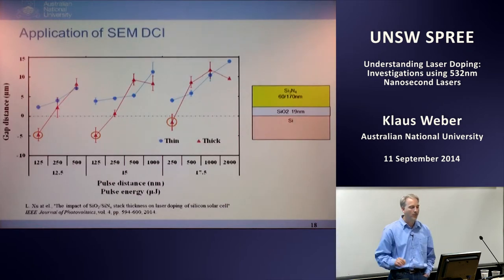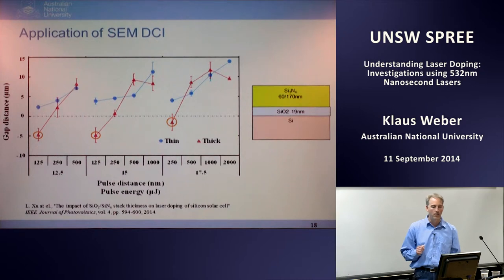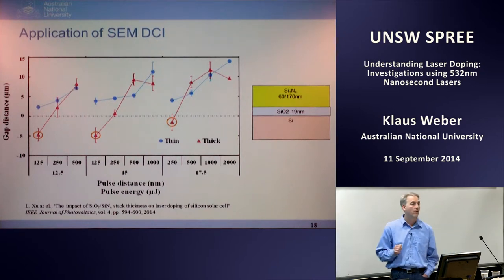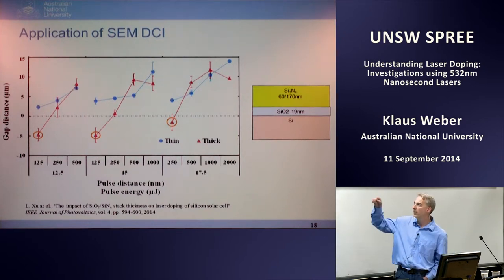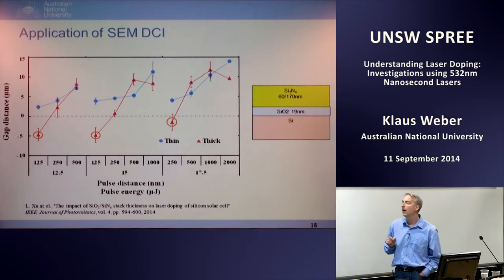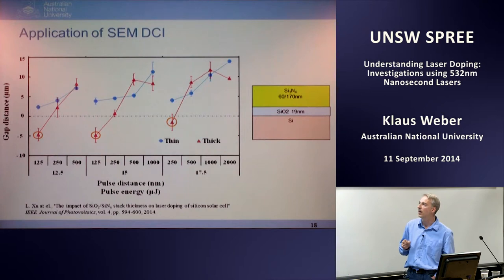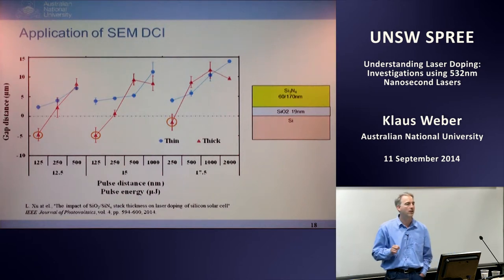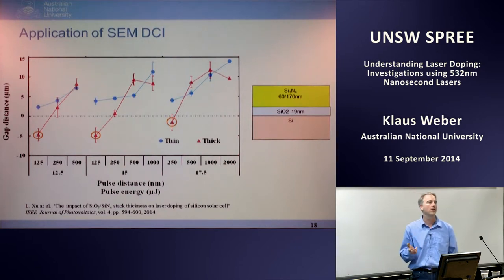And so in this experiment, what we varied was a couple of things. First of all, we had a stack for the dielectric. We had a stack of silicon dioxide and silicon nitride. And we had two different thicknesses of silicon nitride. And then we also varied the laser parameters. So we looked at different pulse energies and, once again, different pulse distances. So we varied the number of times that the laser pulse hits the same area.